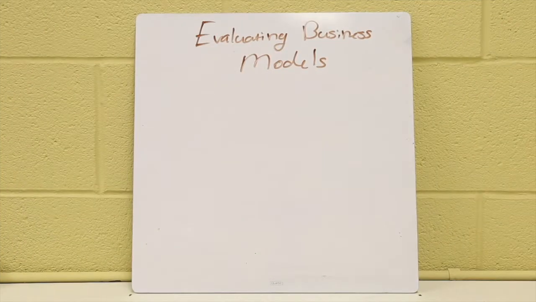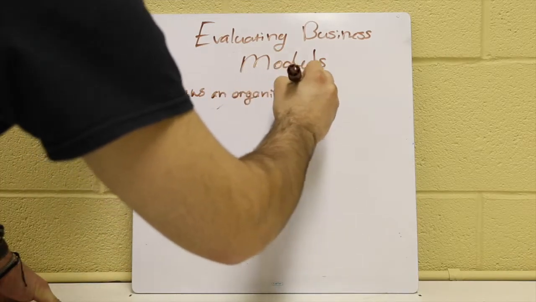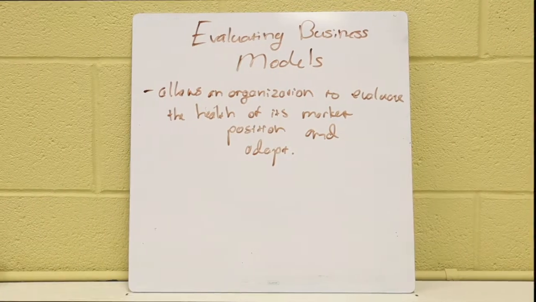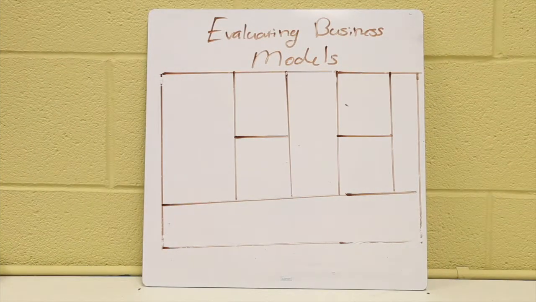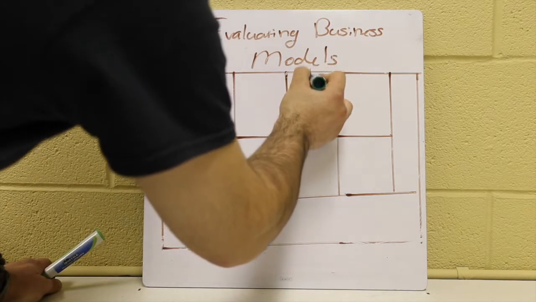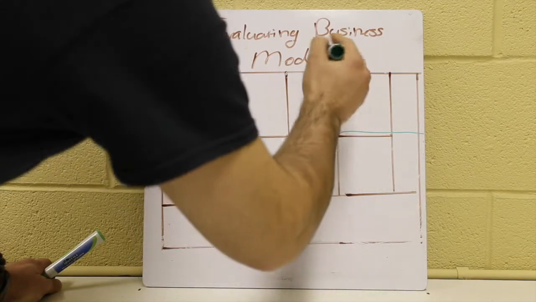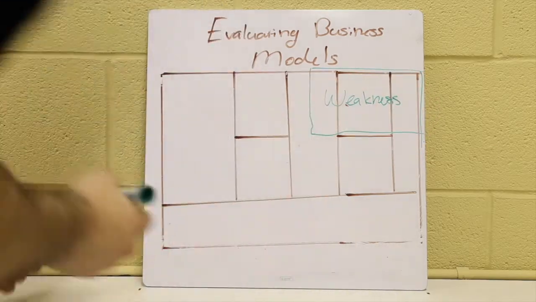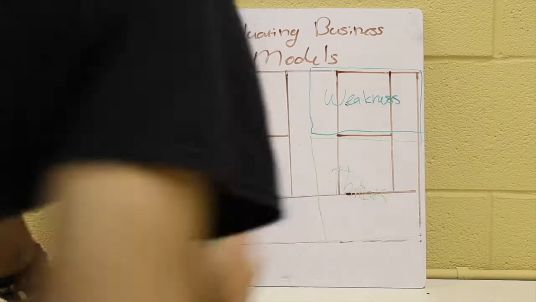The second concept we encounter in the chapter is evaluating business models. And evaluating allows the organization to evaluate the health of its market position and adapt accordingly. When assessing a business canvas for positives and negatives of each building block, the section could be split up as follows. The value proposition section is split into 2 pieces. Top right piece outlines weaknesses. Bottom right piece would outline threats.